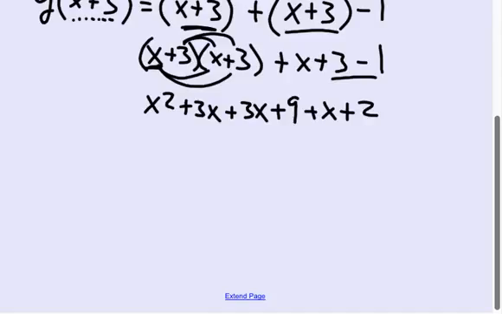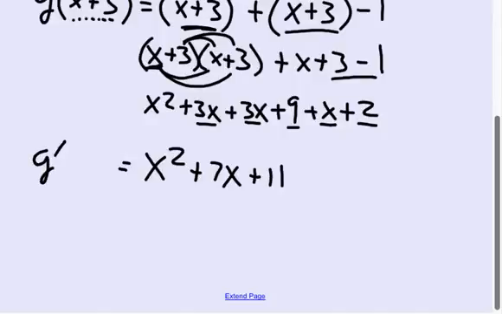So final answer here, combine all like terms. There's an x squared. 3x, 3x, and x add up to 7x. 9 and 2 add up to 11. So this is g of f of x. You take an f of x and plug it into the g function. It's one function into another function. This is called composition of functions.